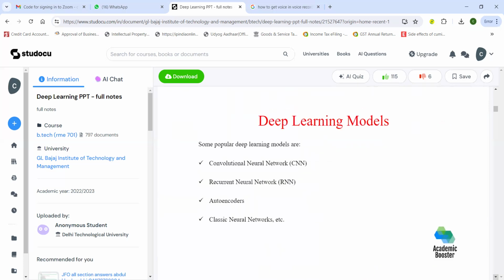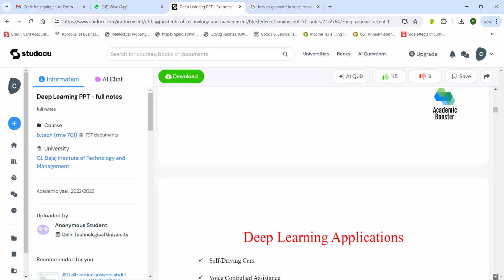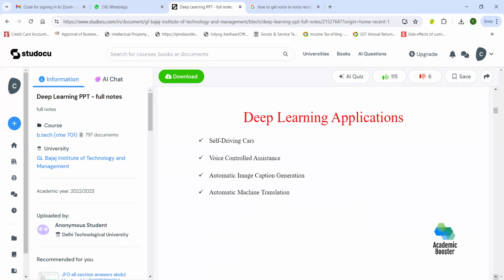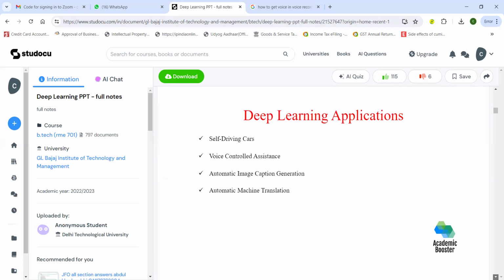There are various models in deep learning, that is the convolutional network, recurrent neural network, autoencoders, and classic neural network. We have various applications of deep learning. Deep learning is applicable in self-driving cars, voice-controlled assistants, automatic image caption generation, and automatic machine translation.